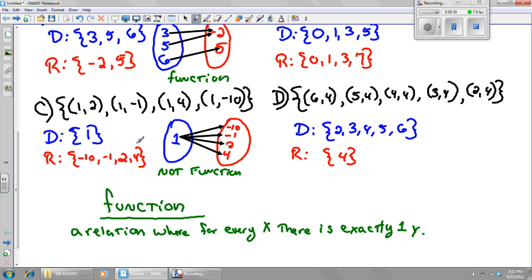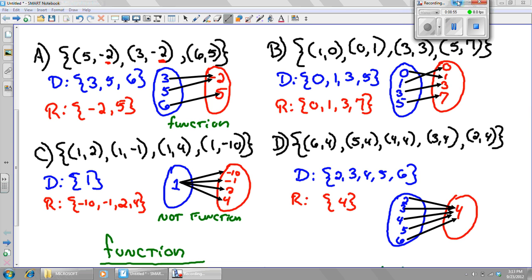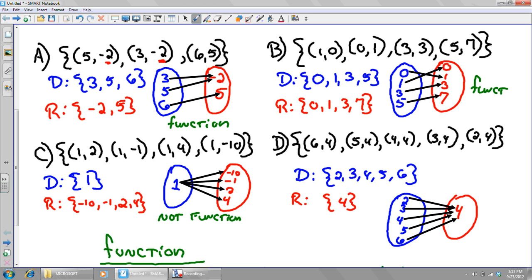Why don't you test it on problems B and D? If you need to draw the mapping, as it's called, please go ahead. And then when you're ready, unpause the video and you can see what I think. Well, okay, I have the mapping here for B, and as you can see, each member of the domain goes to exactly one member of the range, and that makes it a function. So B is definitely a function.